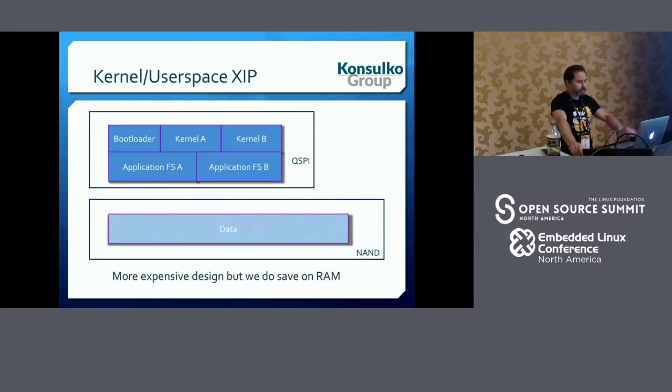It's going to be a little more complicated if we want the application file system to be XIP, at least in part. Then we should move it to the flash that allows for XIP execution. This makes the design slightly more expensive, but we do save on RAM in this case.